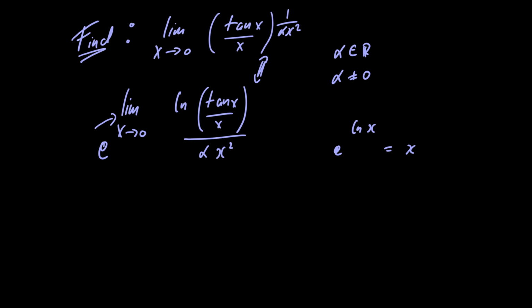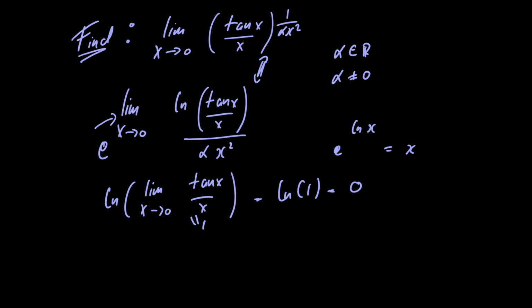So if we were to just let x tend to 0, in the numerator we would have the natural logarithm of the limit as x goes to 0 of tangent of x divided by x. Now this is just equal to 1, so we would just have the natural logarithm of 1, which is equal to 0. And of course, in the denominator, we would just have the limit as x goes to 0 of alpha times x squared, which is equal to 0. So we have a limit of the form 0 over 0. And in order to evaluate it, we're going to have to use something called L'Hopital's rule.